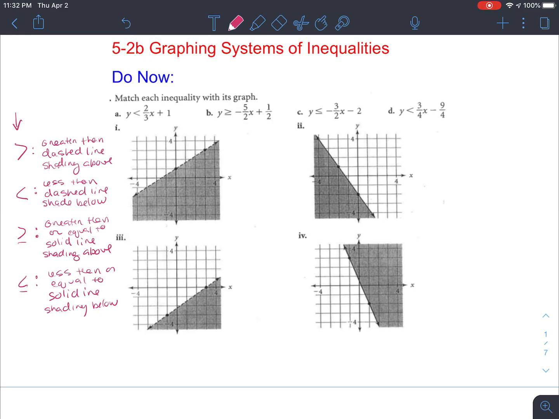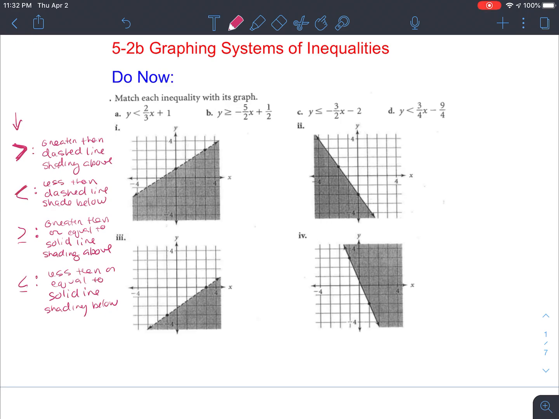When we see a greater than symbol, it's going to be represented with a dashed line, and we will be shading above the line. Now, why is that? Well, remember, it's a strict inequality in that we only want things that are strictly greater than. So anything on that equal to line will not count as a solution, okay?